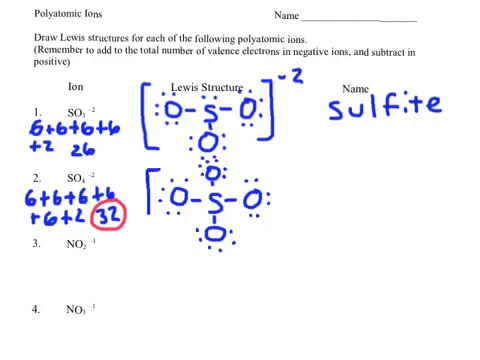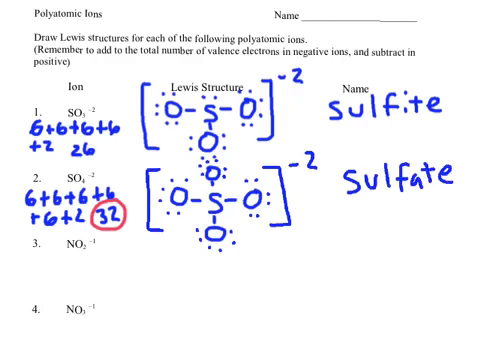And then I bracket the whole thing off. And I say, you know what, it's got a -2 charge. This one, if I look up, is called sulfate. So the general rule is the ones that have the most number of oxygens they can have end in ates, and the ones that have less end in ites.